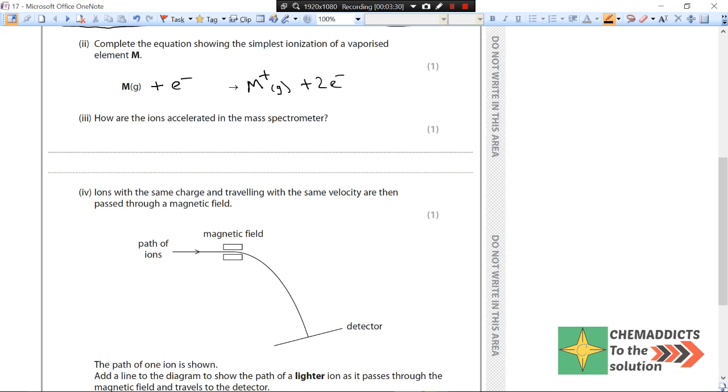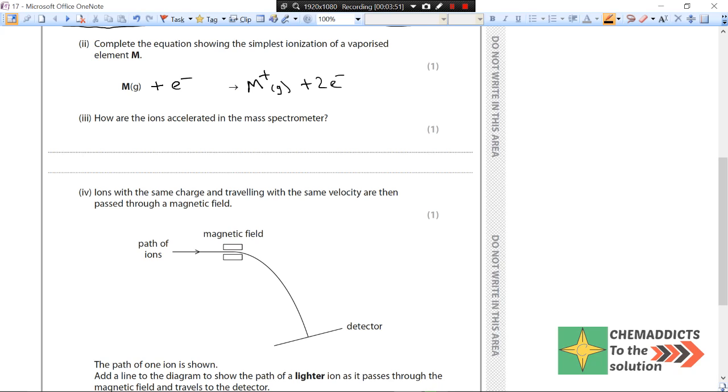Well fellas, that's the solution to 2. I hope that you have understood this solution, this equation. So now let's move on to part 3 of this question. Let's read this question.